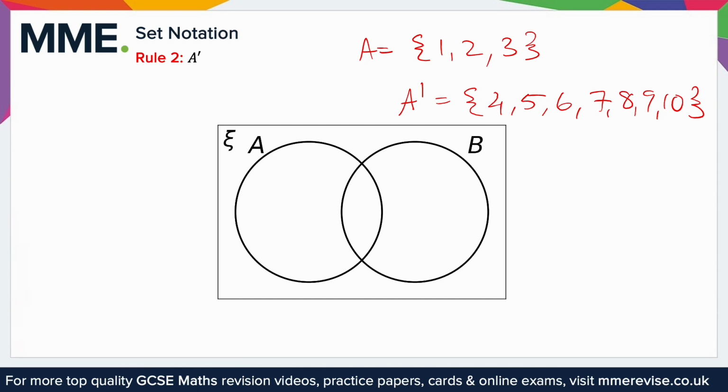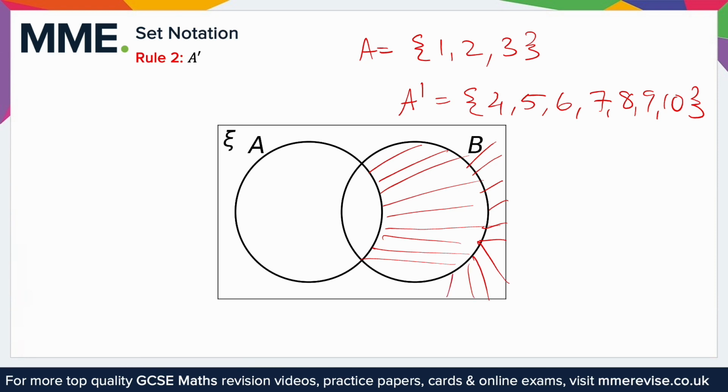So how can we see this on the Venn diagram? It is everything that isn't contained within the circle A. So it's the rest of B, except the bit that overlaps A, because of course anything in that middle bit is in A and in B, and we don't want anything that is in A. And then everything around the outside here, because this is of course not in A or in B. So A dash means everything that is not in A.